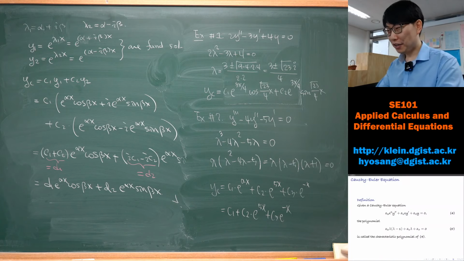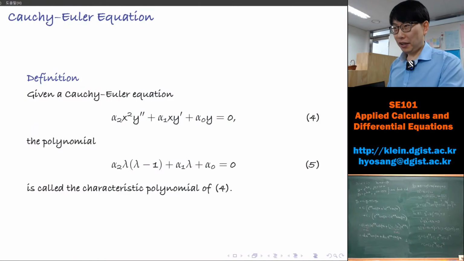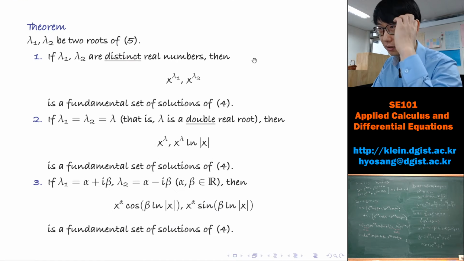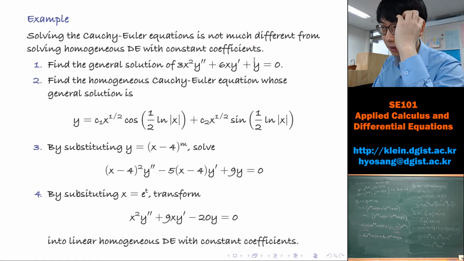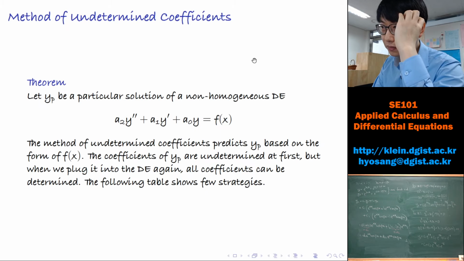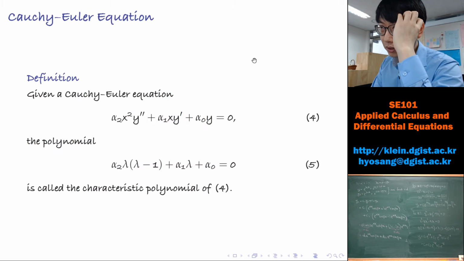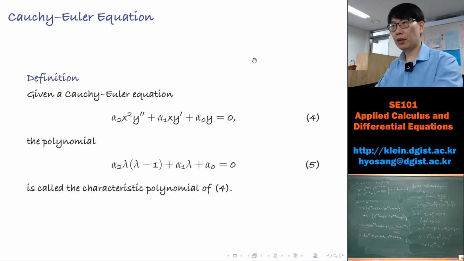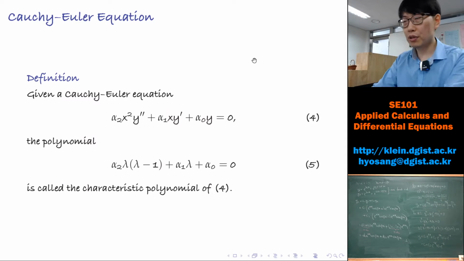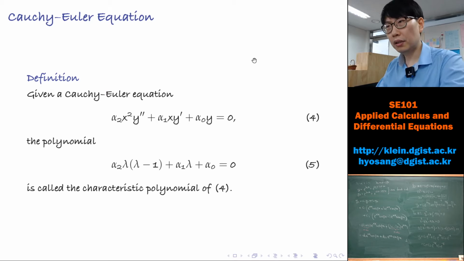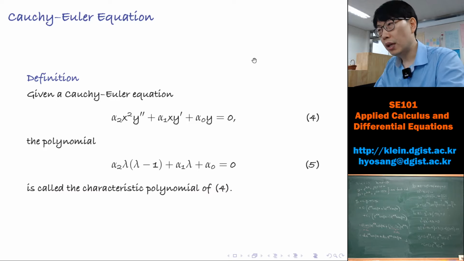Okay, thanks for the correction. Okay, let's finish with the Cauchy-Euler equation. I think you get it. It's sometimes called the Euler equation, sometimes called the Cauchy-Euler equation.